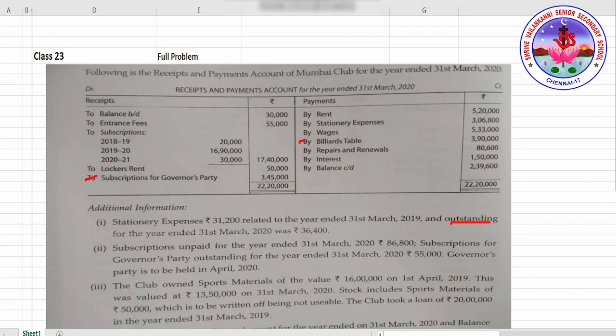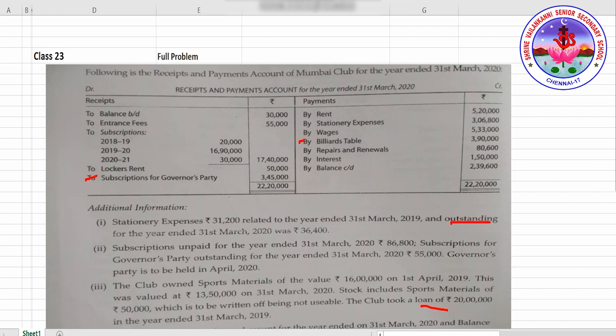Outstanding expenditure for this year, and you need to show the loan. This is the loan and subscription received in advance. We have 30,000 which is received in advance, right? Subscription for governor's party. I'll show you one by one. First let us concentrate on the asset side. First we'll complete the asset side and come back to the liability side.